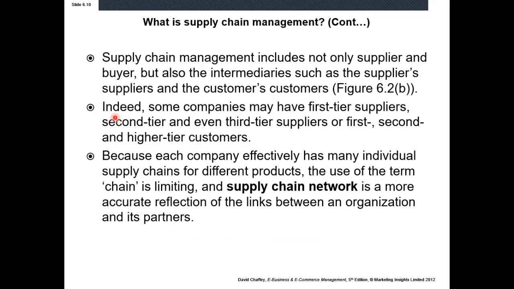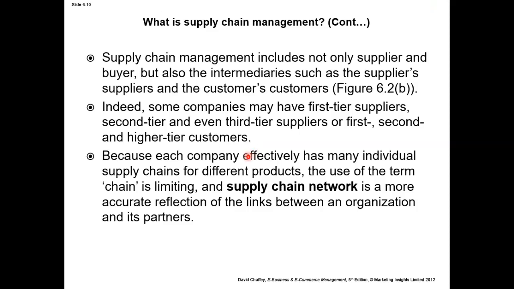So the next point says, indeed, some companies may have first tier suppliers, second tier and even third tier suppliers, or first, second and higher tier customers. Like I mentioned earlier, there might be certain levels of customers and levels of suppliers along this supply chain. I hope it's clear to you.